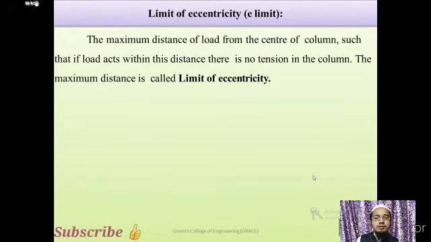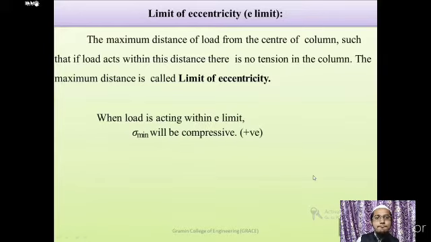So this e limited is nothing but the maximum distance of the load from the center of the column, such that if the load acts within this distance, there is no tension in the column, and this maximum distance will be termed as limit of eccentricity.